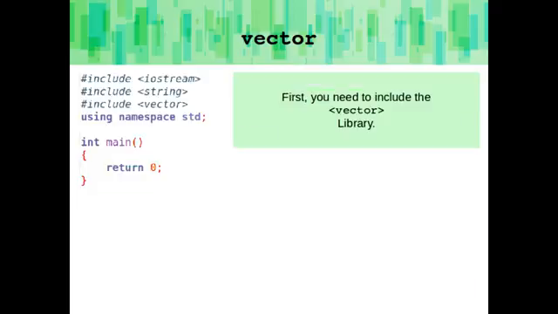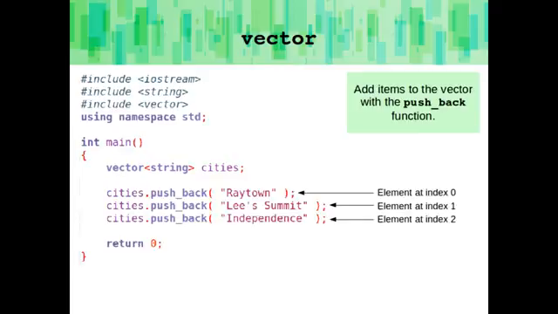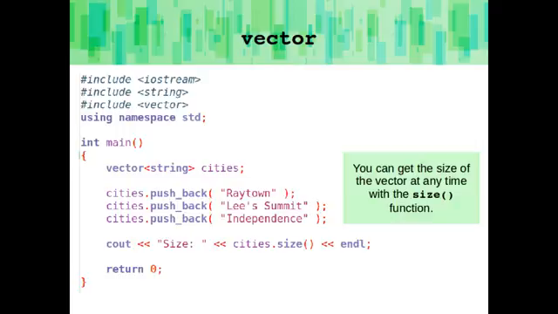First, you need to include the vector library. Declare the vector variable, specifying the data type that it will store within the less than and greater than signs. You can add items to the vector with the push_back function. And you can get the size of the vector at any time with the size function.